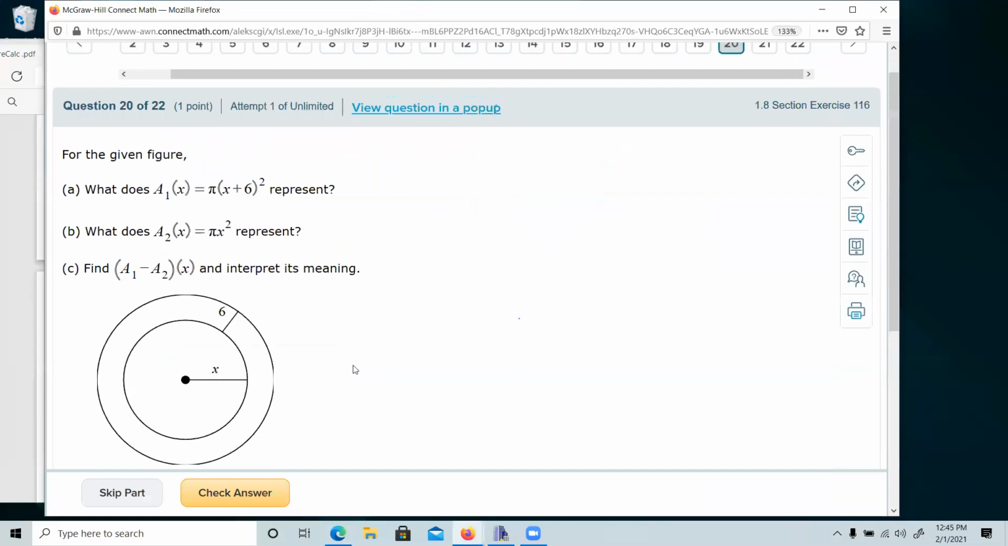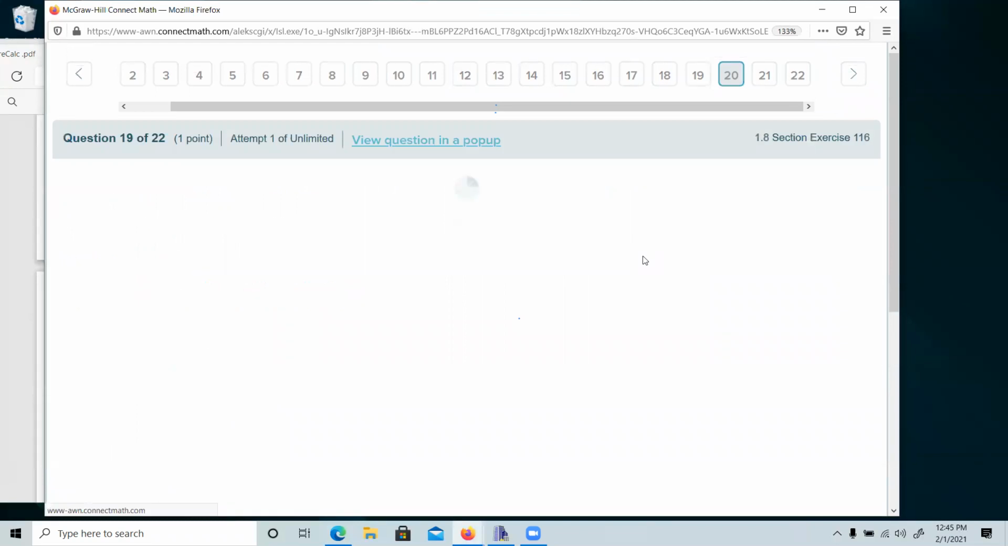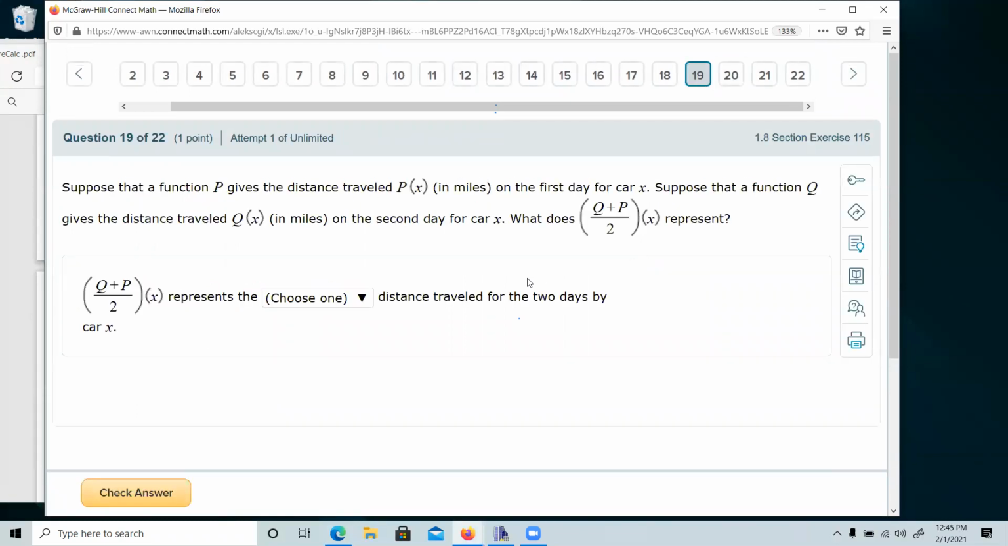So we're not going to worry about that. Something like this: P gives the distance traveled on the first day. Q gives the distance traveled on the second day. And we add them together and divide by 2. Well, if you scored a certain grade on a first test and a certain grade on a second test, and you add them together and divide by 2, that's how you get the average. So that's all that would be. It's just the average.